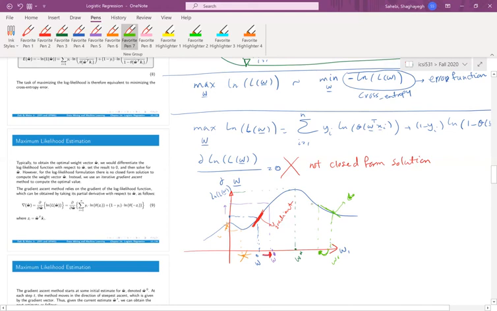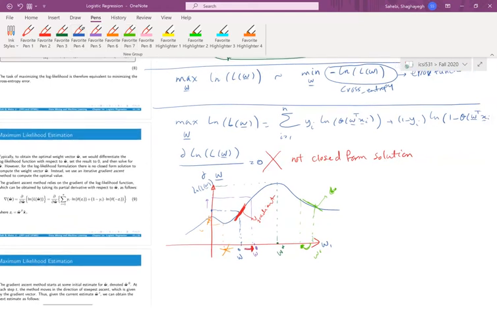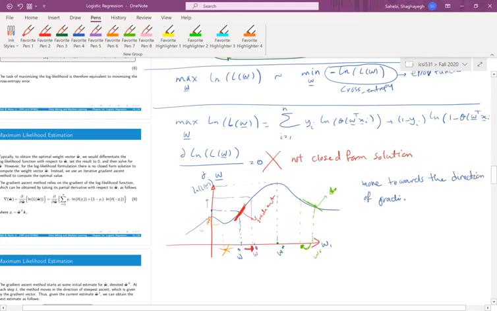So basically, it means that I have to move in the direction of the gradient at each step to get to W's with higher ln of L(W) values, right?